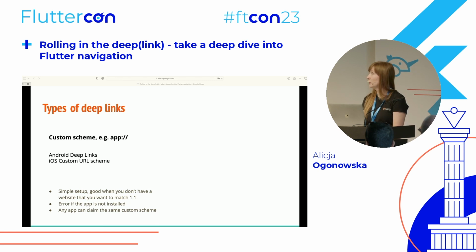There are two types of deep links that I want to tell you about. So first of all, we have the custom schemes that I mentioned before. It can be just anything that you will define. In iOS, it's called just custom URL schemes, while in Android, it's called deep links. And it's easy to set up because you just need to add a few lines to your application code.